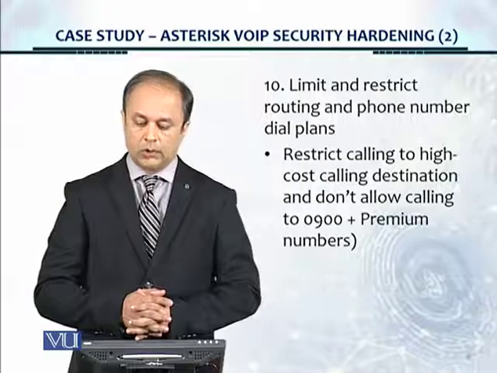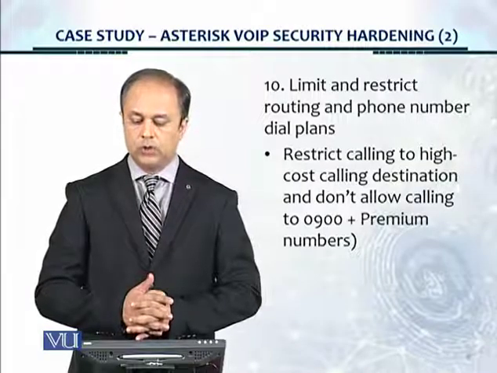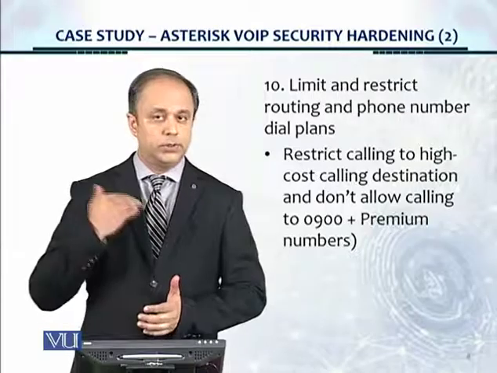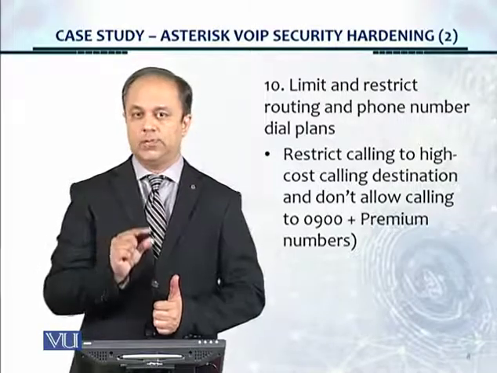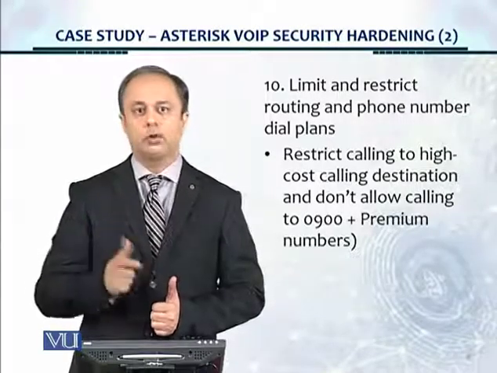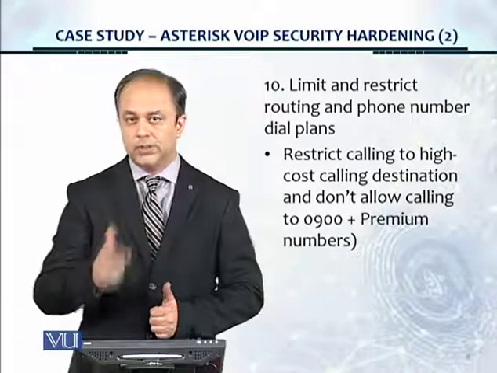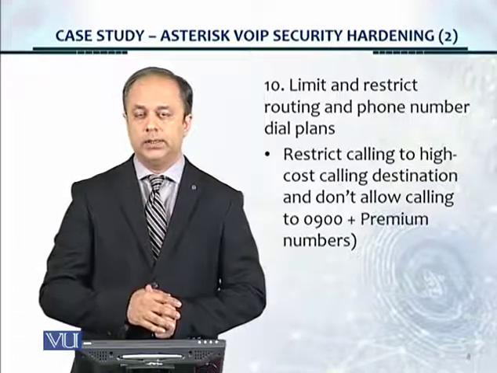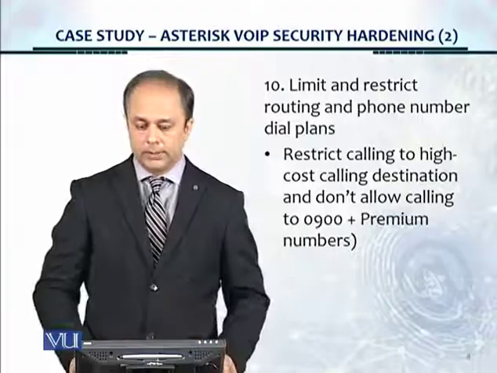Number 10, limit and restrict routing and phone number dial plans. Restrict calling to high-cost destinations, and don't allow calling to 0900 and premium numbers. Restrict calling to international numbers to only specific lines, and restrict the timings of when those calls can be made, what the limits are, and how many minutes the calls can last. All of those controls should be implemented.